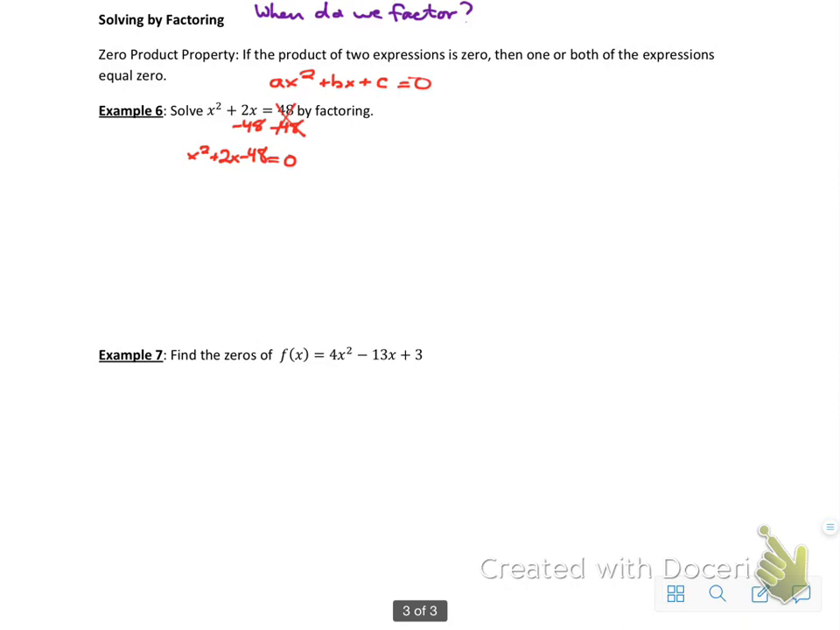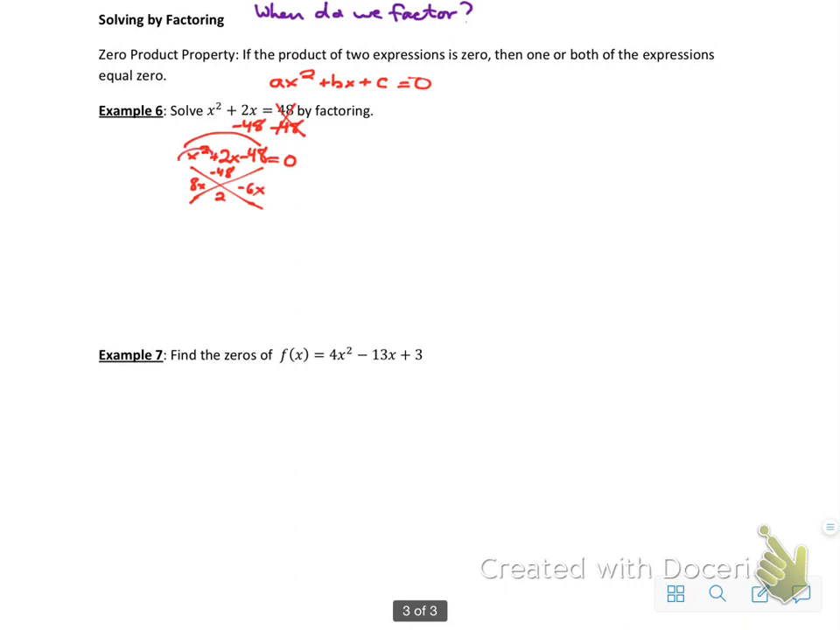Now we factor. Remember, we have a times c. That goes on top, so we have negative 48. The middle term goes on the bottom. What are factors of negative 48 that add to 2? Well, you can make a list. I did. And we got 8x and negative 6x.